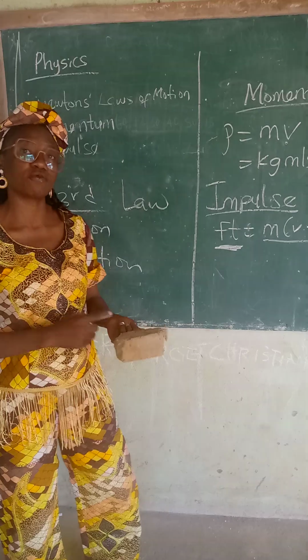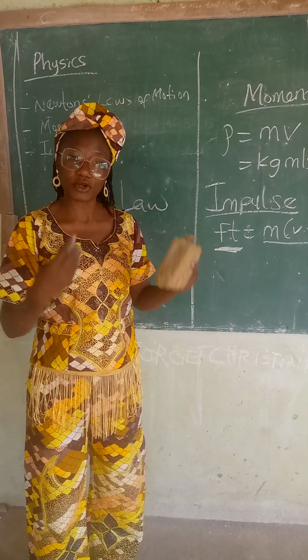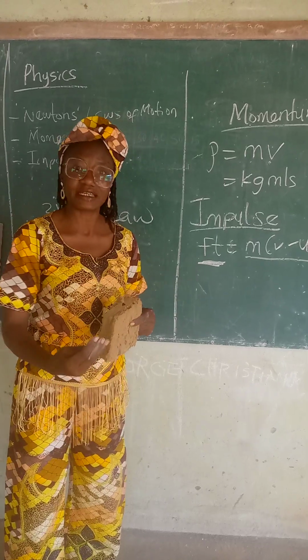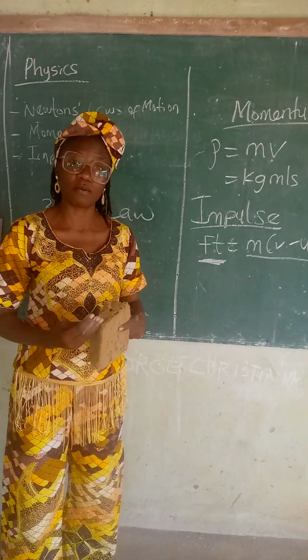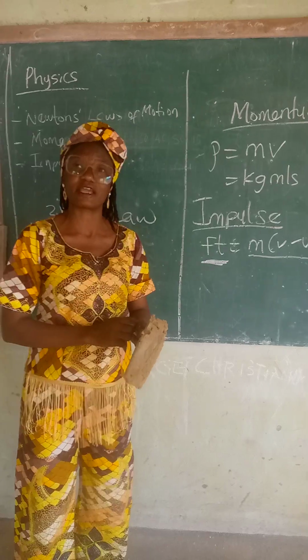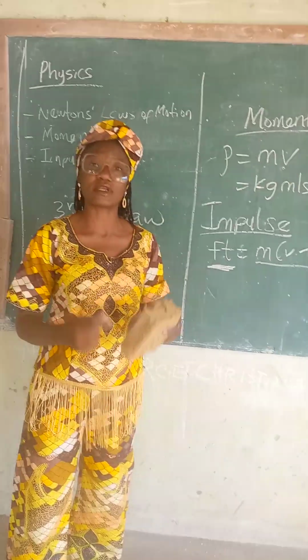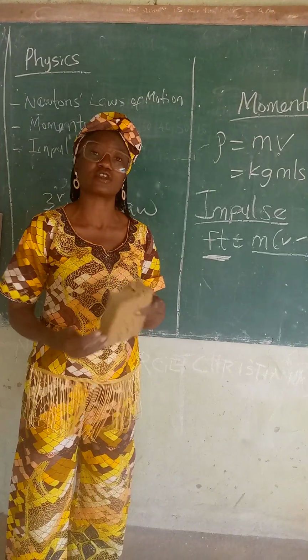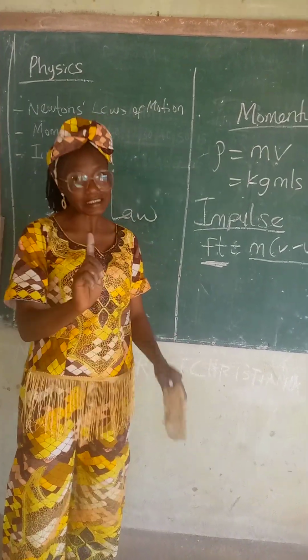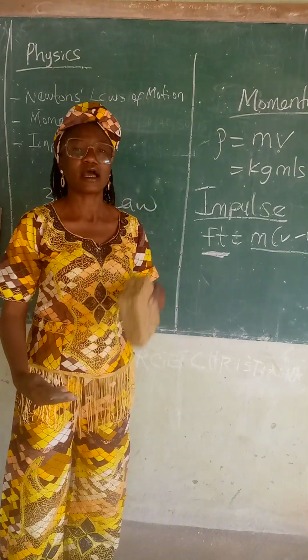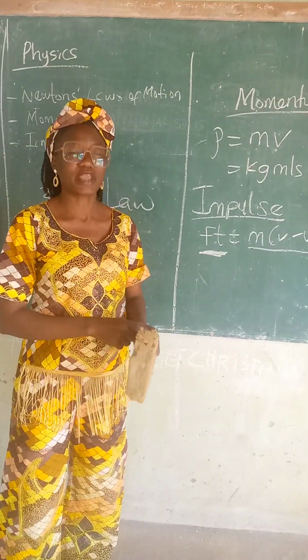I said that the first law of motion is simply what? That a body will continue to be in a state of rest or in a straight line uniform motion, unless it is being acted on by a force. Then the second law states that what? The rate of change of momentum is directly proportional to the force applied. And lastly, the third law states that what? For every action, there is an equal but opposite reaction.